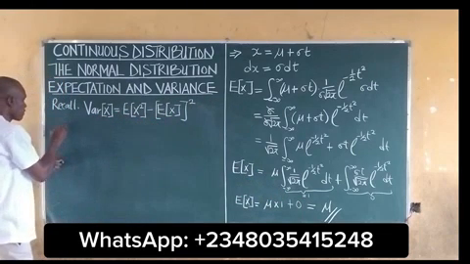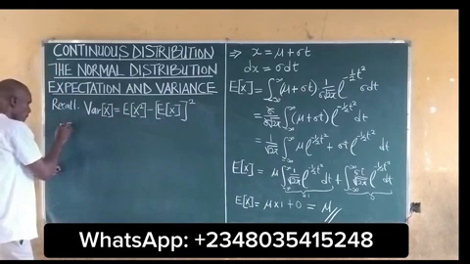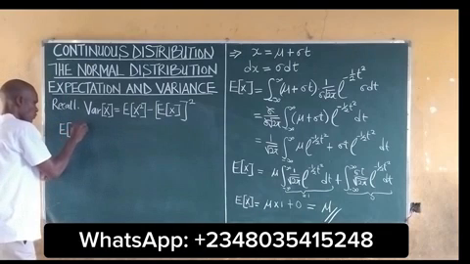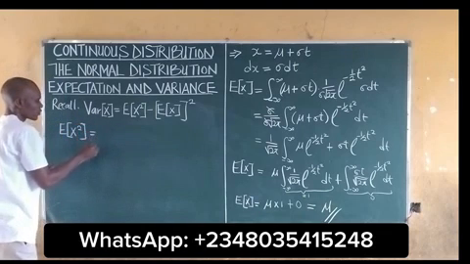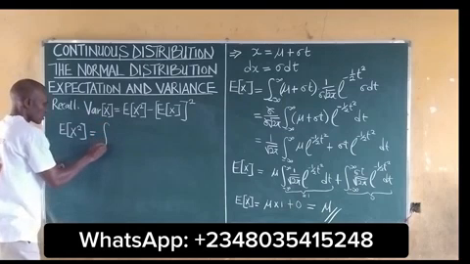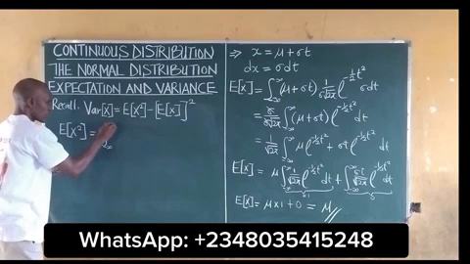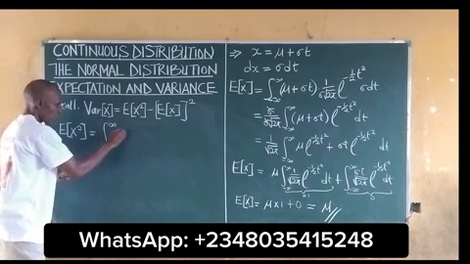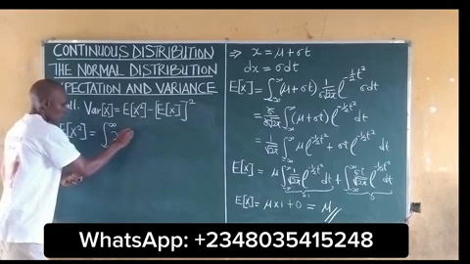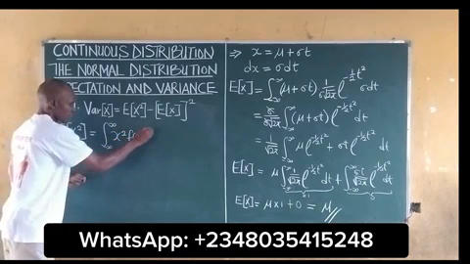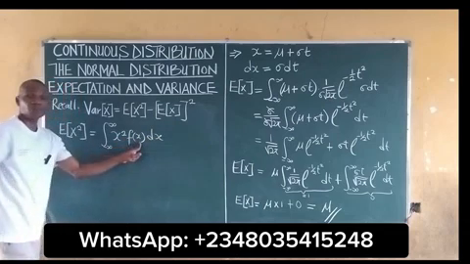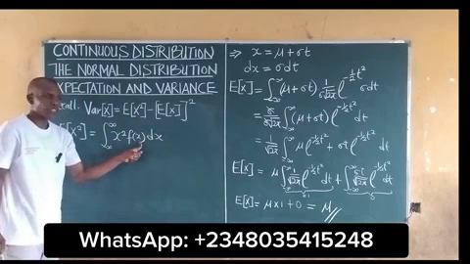variance. So we have the expected value of x squared for the continuous distribution is equal to the integral from negative infinity to infinity of x raised to the power of 2 multiplied by f of x dx. Of course, this is the PDF. F of x here is the PDF.